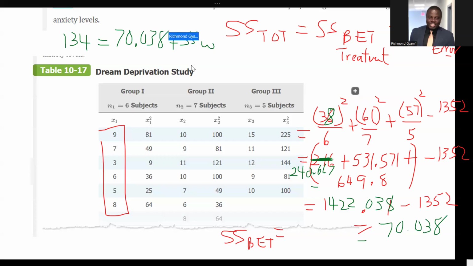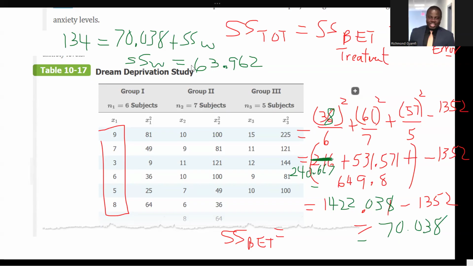Like that. So if I subtract 70.038 from 134, I'm going to get SSW as 63.962. So I've got my SSW as well. But again, is there a formula to find SS within the groups? Yes, there is a formula to do that as well. I'm going to show you that formula.